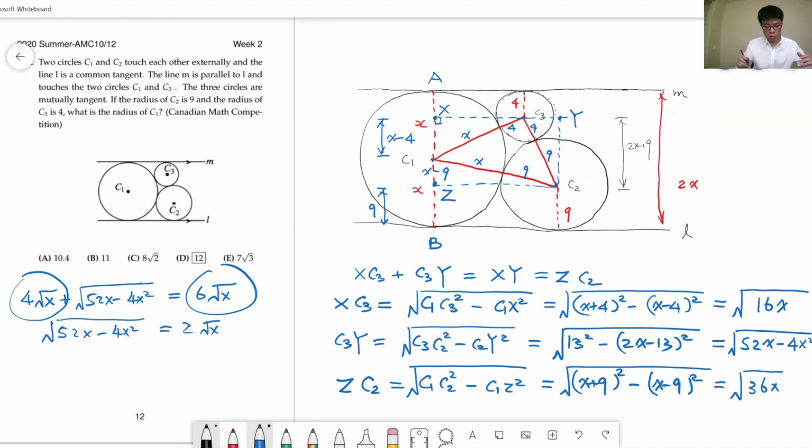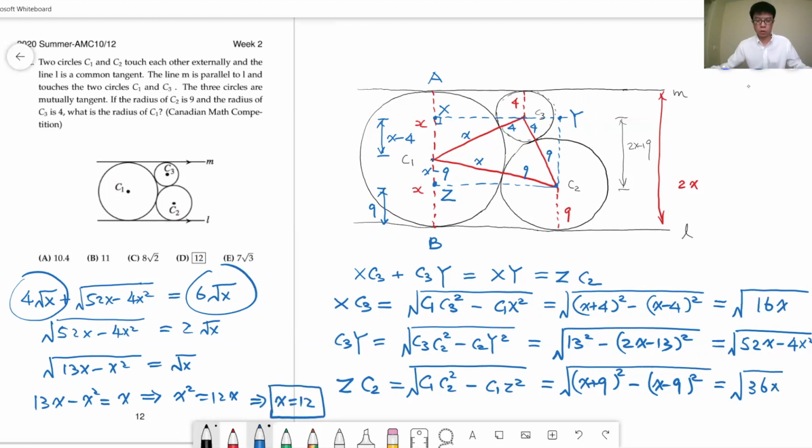And then we can divide by 2 on both sides. So on the left-hand side, it's equivalent to dividing 4 in the square root. So this is the square root of 13x minus x squared equals root x. Now we take the square. 13x minus x squared equals x. This goes to x squared equals 12x. And x is positive, so the only solution is 12. X equals 12. So the radius for the largest circle is just 12.